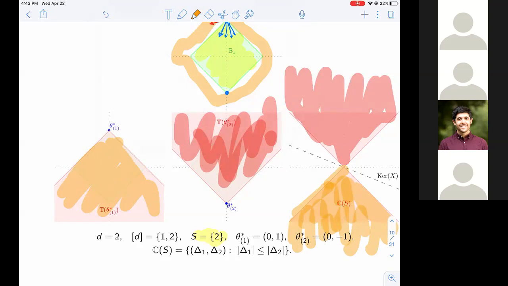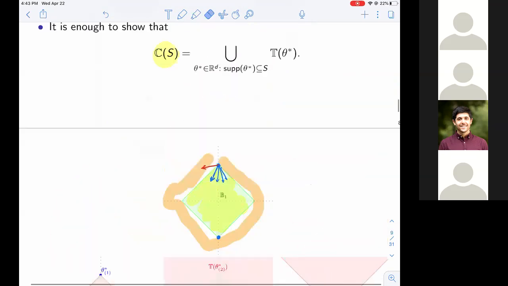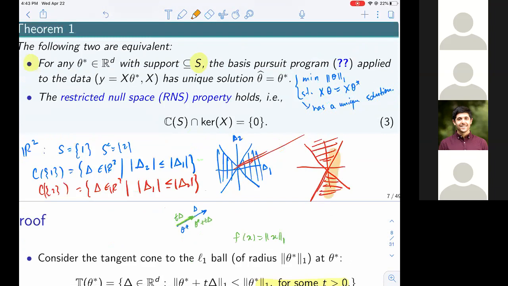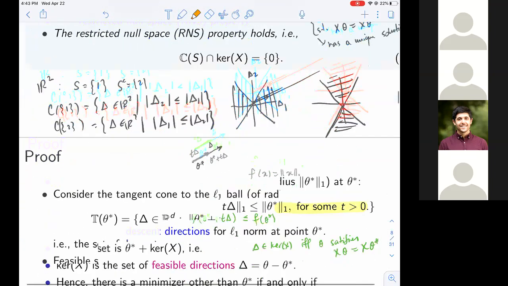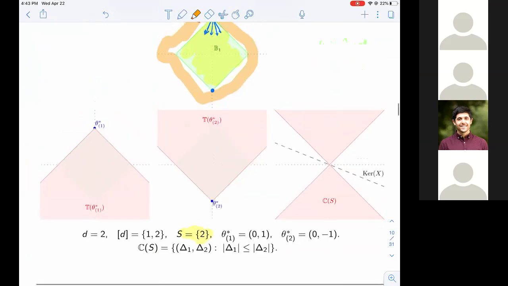And you can see that the union of these two matches this guy that we had here. Right, so that's basically what we had. This is C_S. And you can see why these 2 points are important.